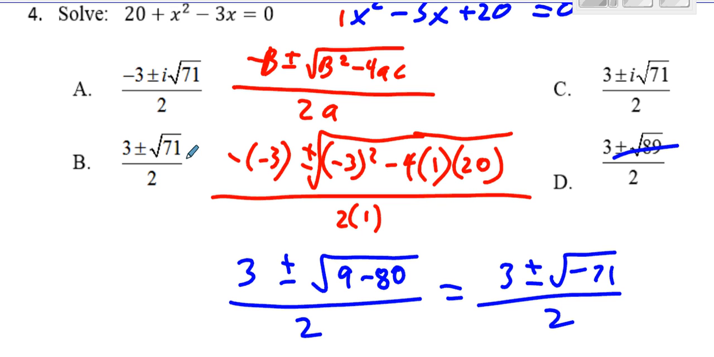So we know it's not that. A negative inside a square root creates an i. This does not have an i. And also we have that it's a positive 3 here, so it's got to be C.